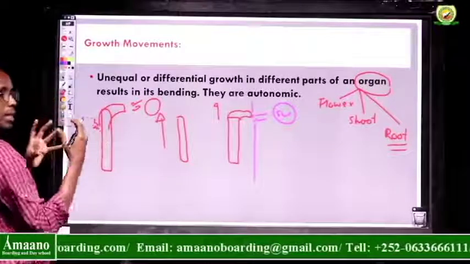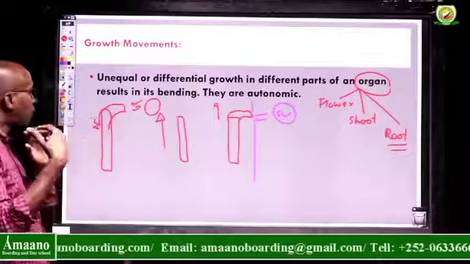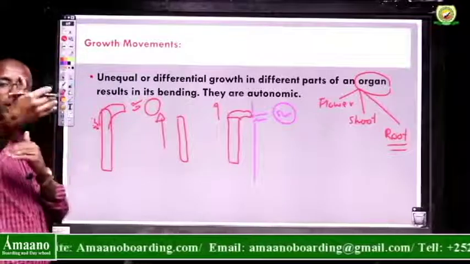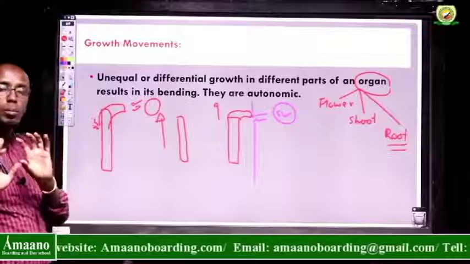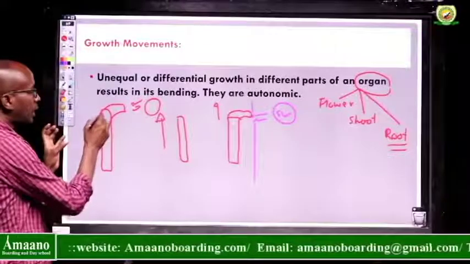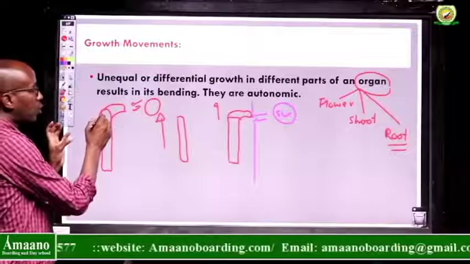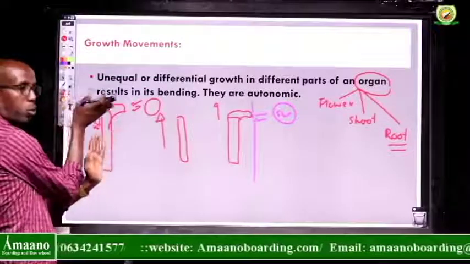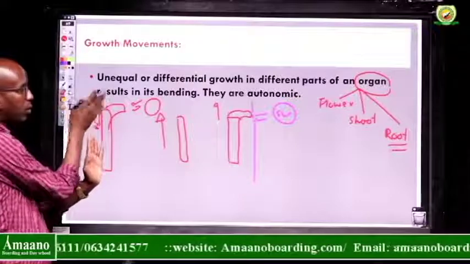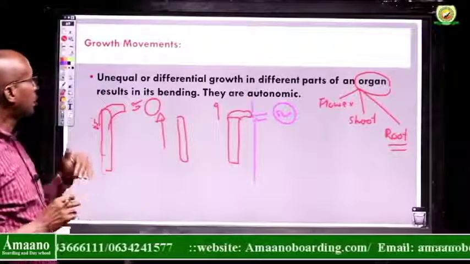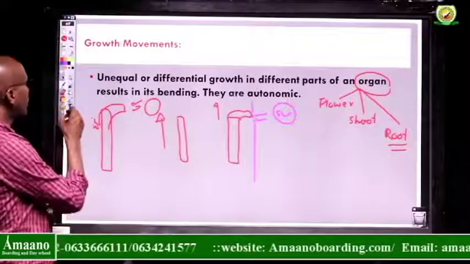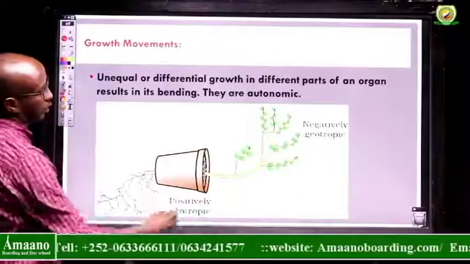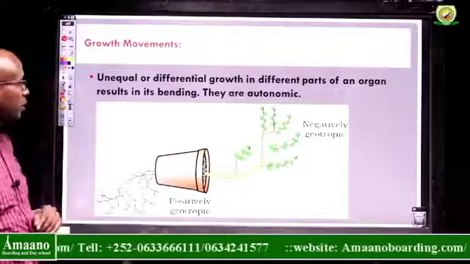So the hormones, auxins, will be more concentrated in the shaded part than in the light part. So more growth takes place here. The shaded part grows faster than the light part. So that's why the plant is curved towards the source of the stimulus. You can see this diagram, please.